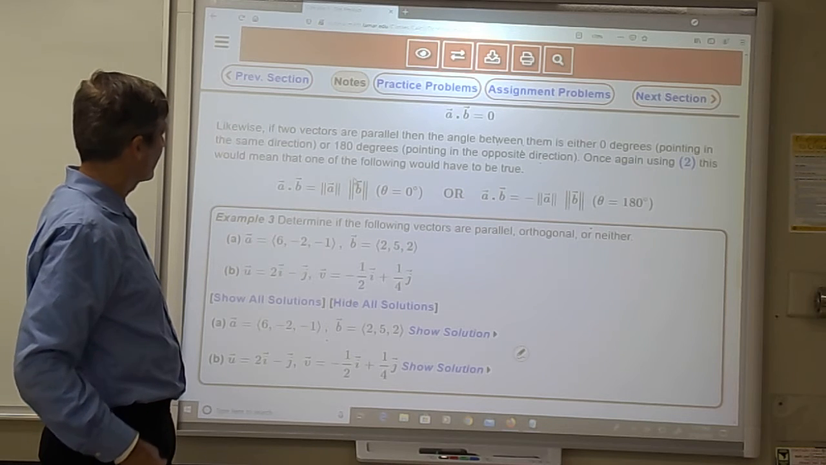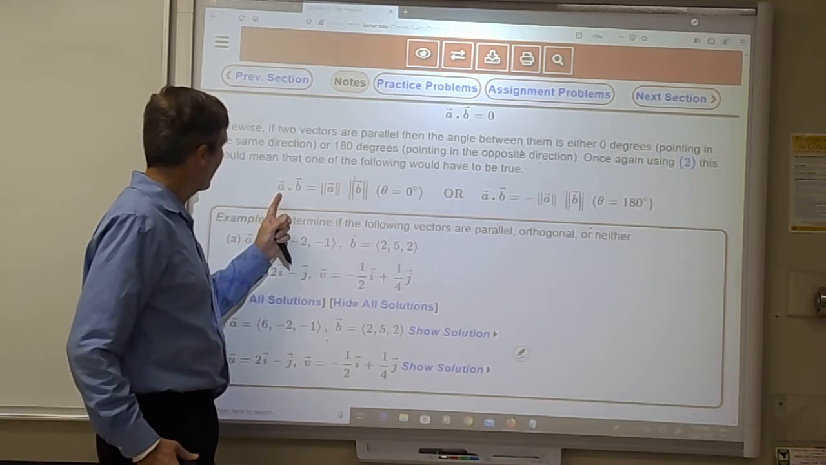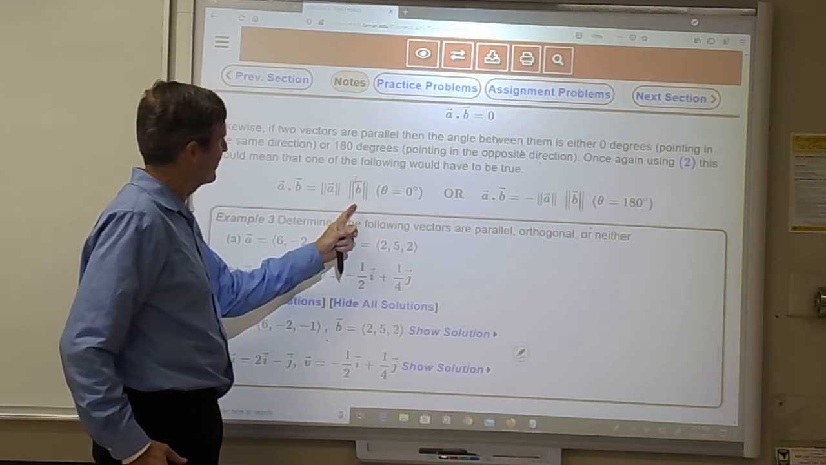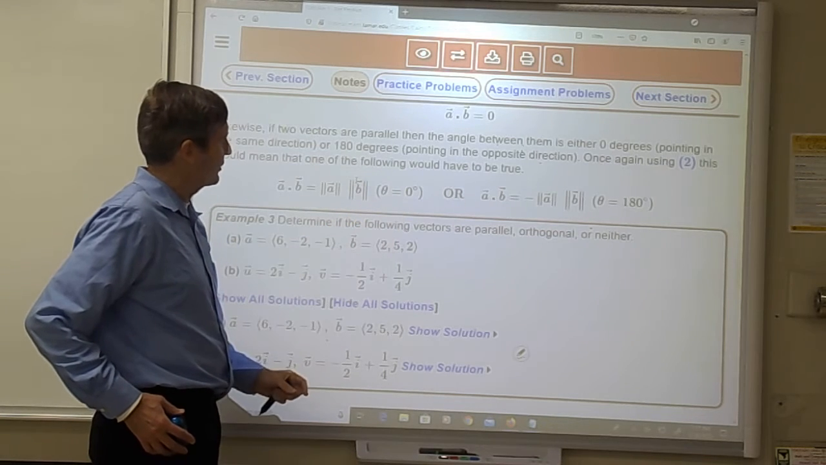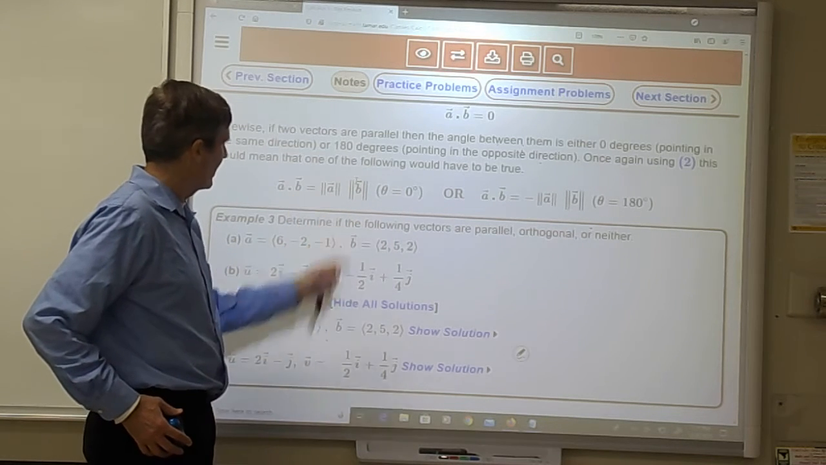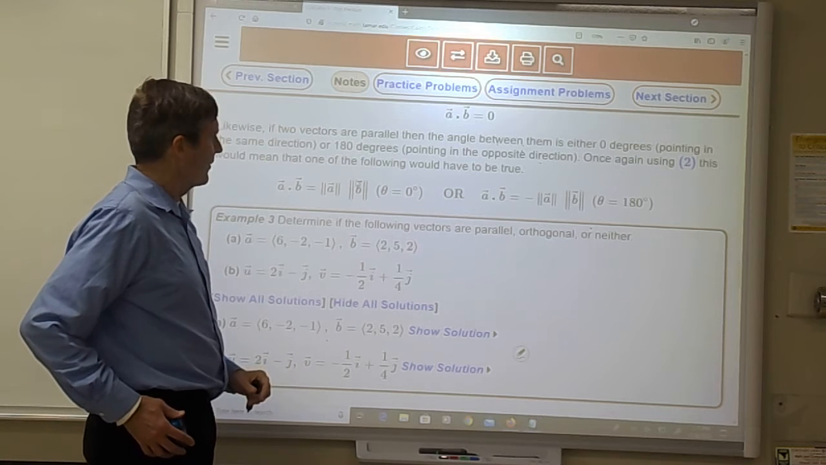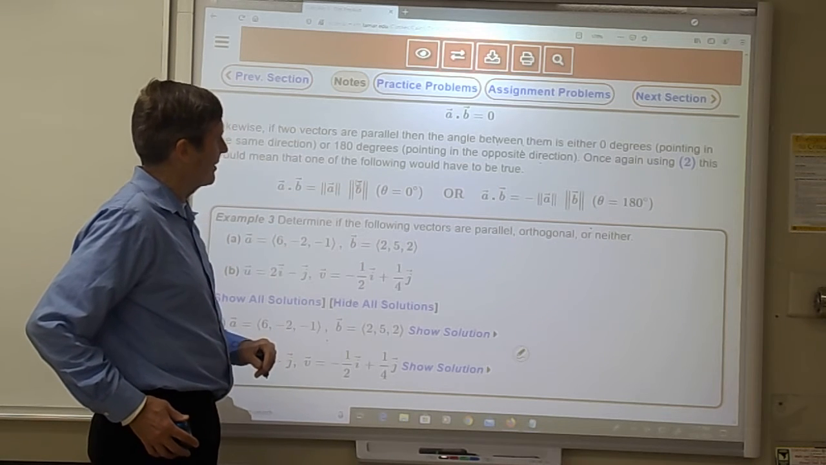Now here's an interesting result. What if the length of A dot B is equal to the length of A times the length of B? That means the cosine between them is 0. They're parallel. So if you find that property, then you know they're parallel.